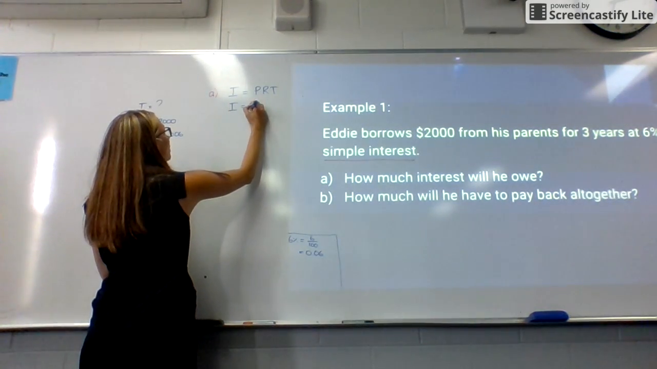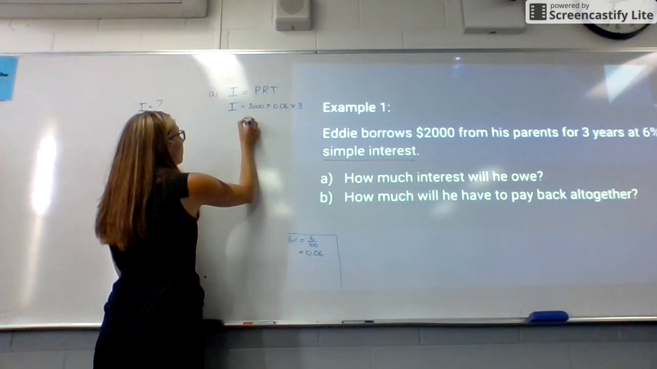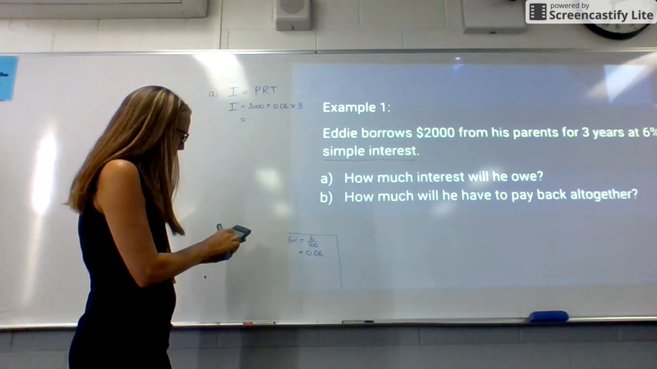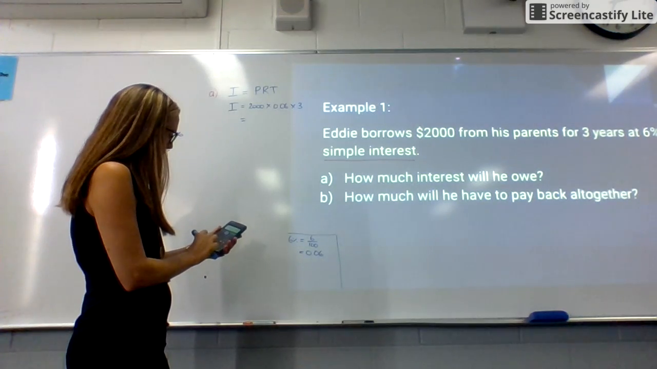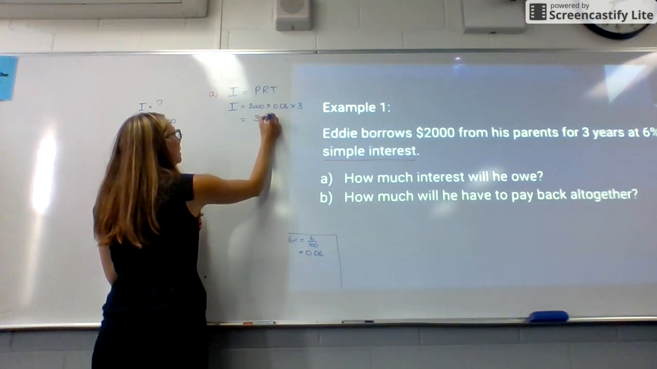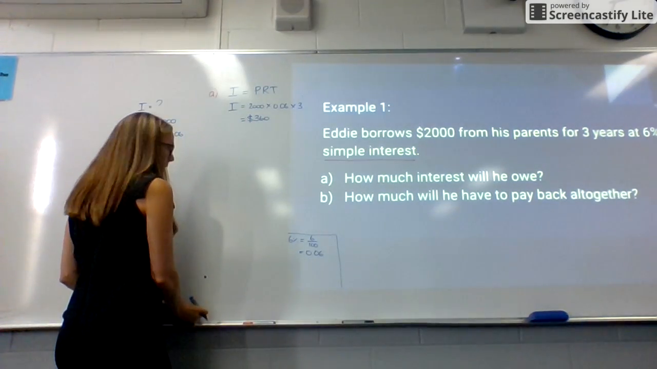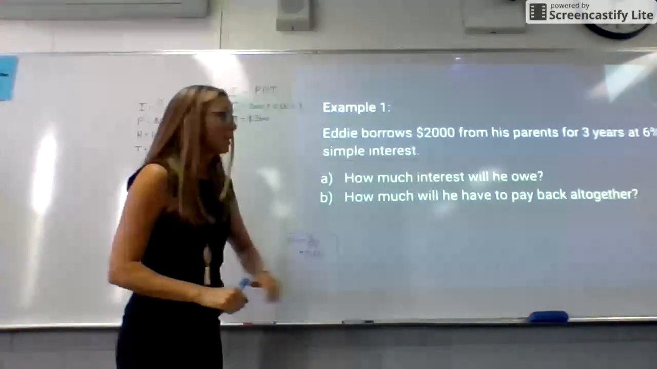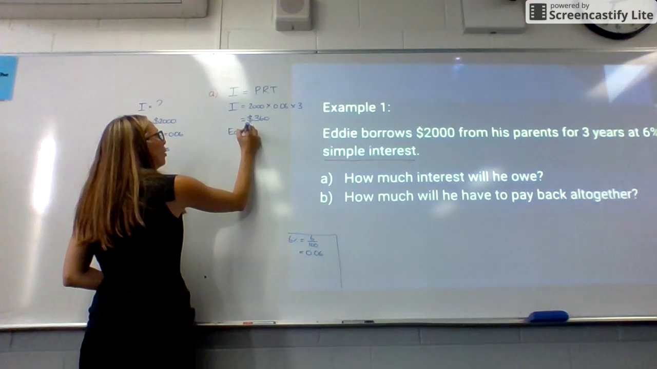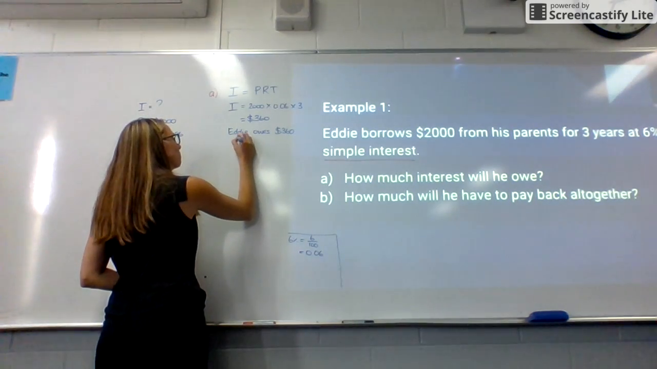Then I can substitute what I've written down here. I equals 2,000 times 0.06 times 3. Now for this next bit, you might want to grab a calculator and pop in the working for yourself. So 2,000 times 0.06 times 3 equals 360. We're talking about money, so it needs a unit, dollars. Now we need to answer the question, how much interest will he owe? Therefore, Eddie owes $360 interest.